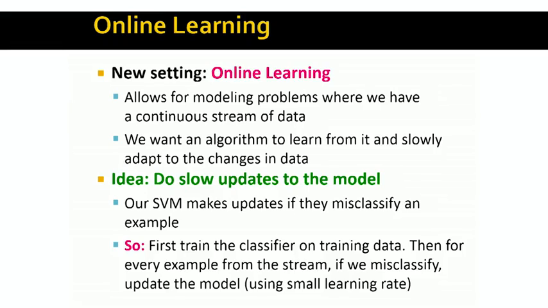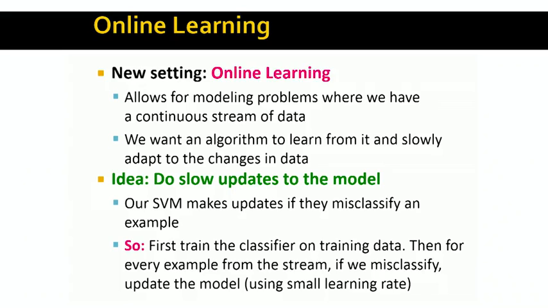So let's think about a new setting, and we will call this setting the online learning case, where the idea is that we want to model problems where we have a continuous stream of data. And we want our algorithm to learn from this stream and slowly adapt to the changes in the data. So imagine we are receiving data one after another, and the data is slowly shifting over time, and we would like our model to learn these slow shifts and adapt to them. So the idea we'll be using is to slowly update the model as the data is arriving.